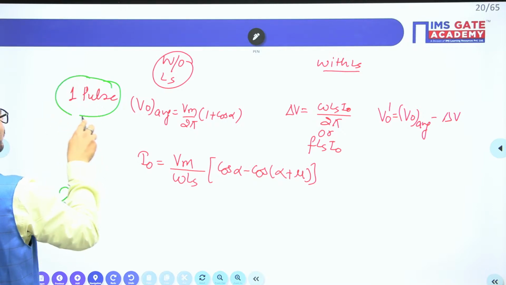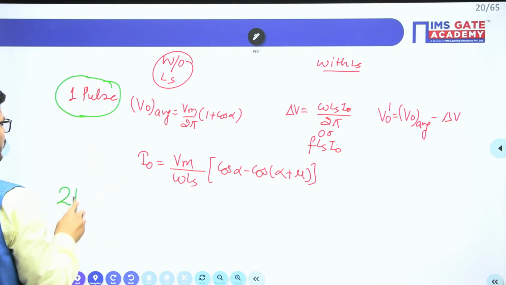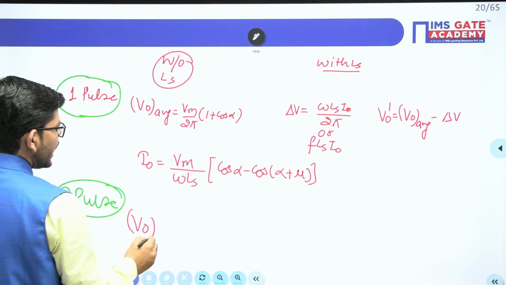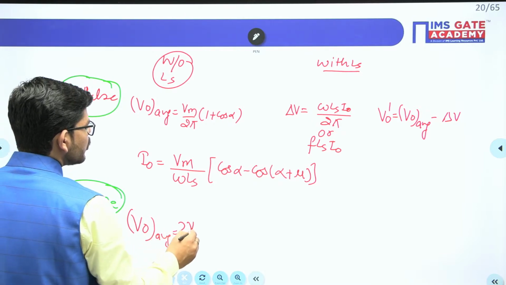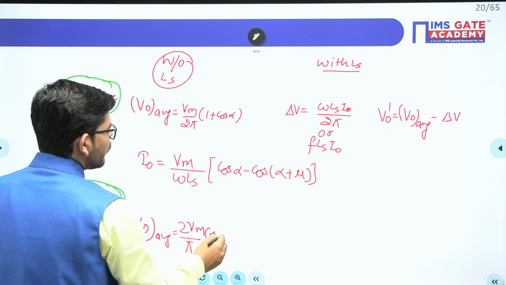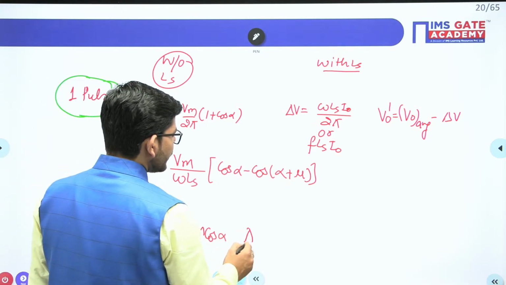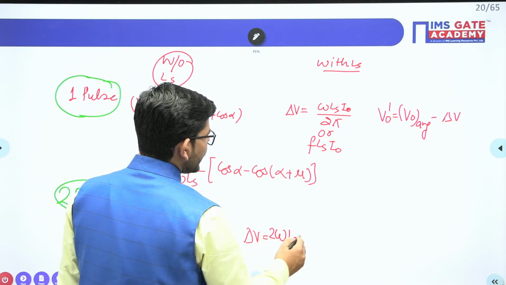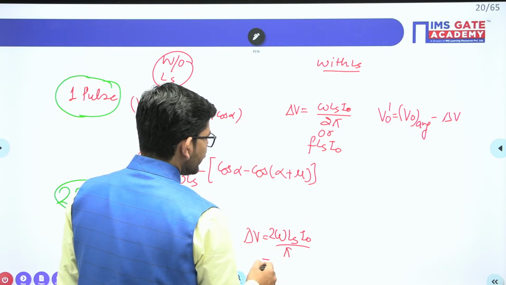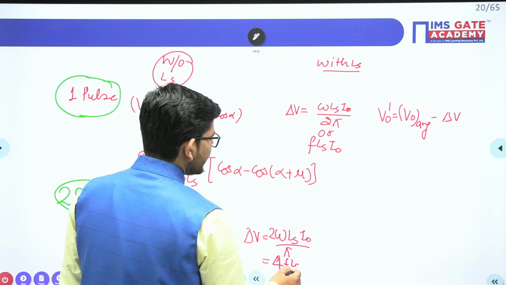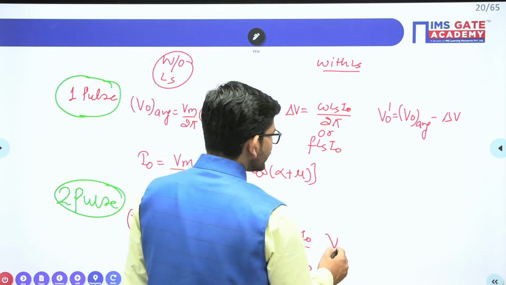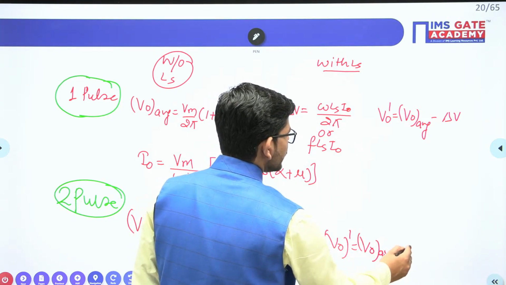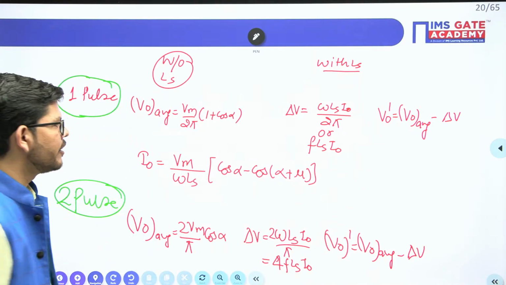So in case of single pulse converter, we have these things. In case of two pulse converter, without Ls, we have output voltage which is 2Vm by pi cos alpha, and the reduction factor will be 2 omega Ls I naught over pi, or we can write 4f Ls I naught. So the new voltage V naught dash will be V naught average minus delta V. Okay guys, so this is how you can remember these things.